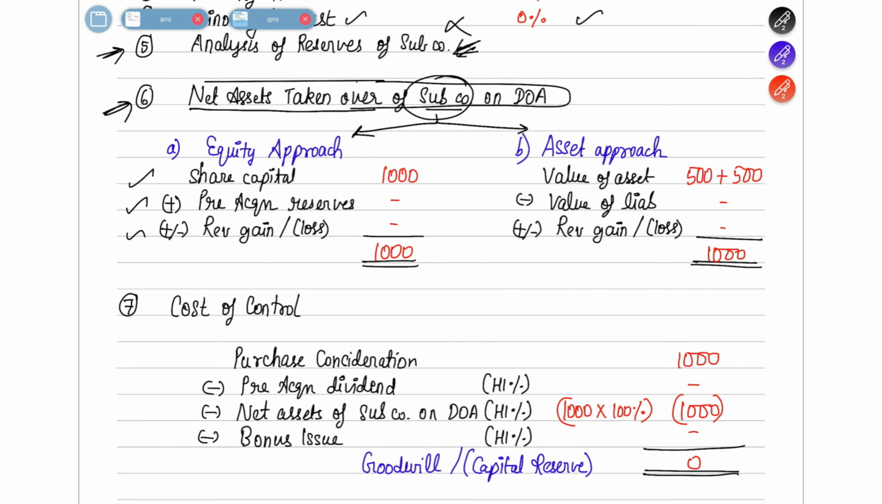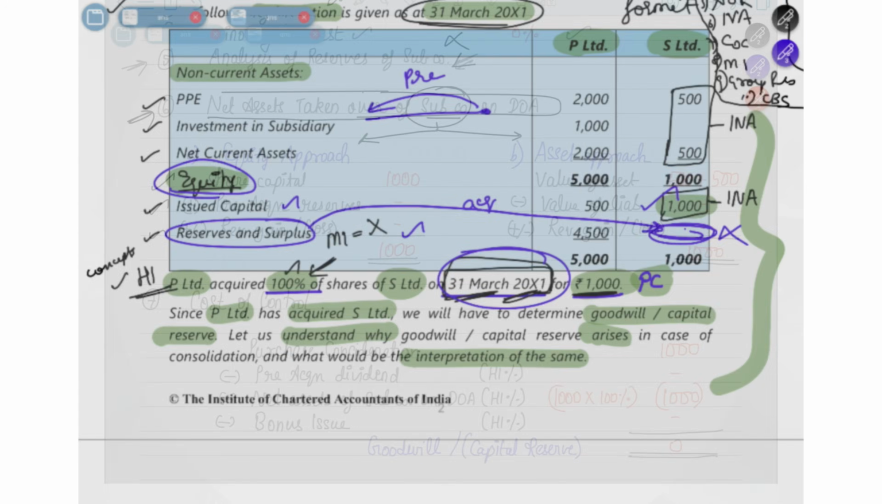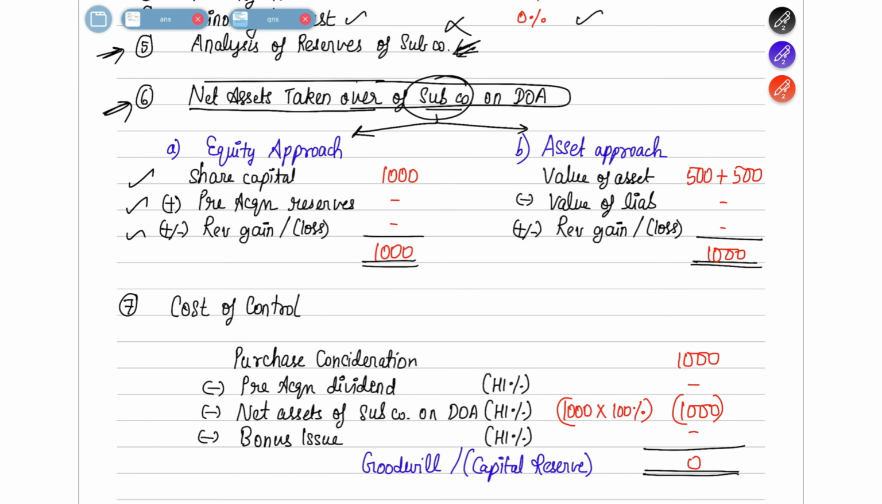Okay. So in the subsidiary company, there are no reserves given here, so don't write anything. Share capital is given, yes, share capital is here for 1000 rupees. So write that 1000 rupees. Apart from that, is any information about revaluation given here? The answer is no. So you just take up the share capital and write it as 1000 rupees under the equity approach. So your total net assets taken over will be 1000 rupees as per equity approach.